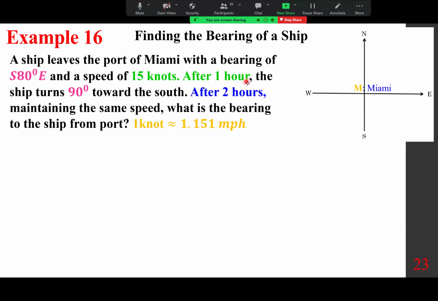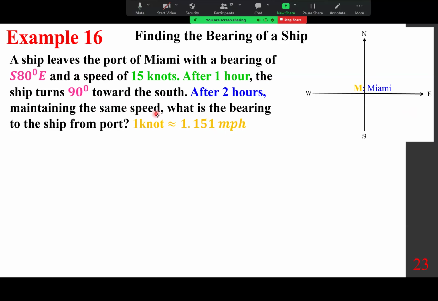After 1 hour, the ship turns 90 degrees towards the south. So it's going this way and then moves that way. After 2 hours maintaining the same speed, what is the bearing to the ship from port?